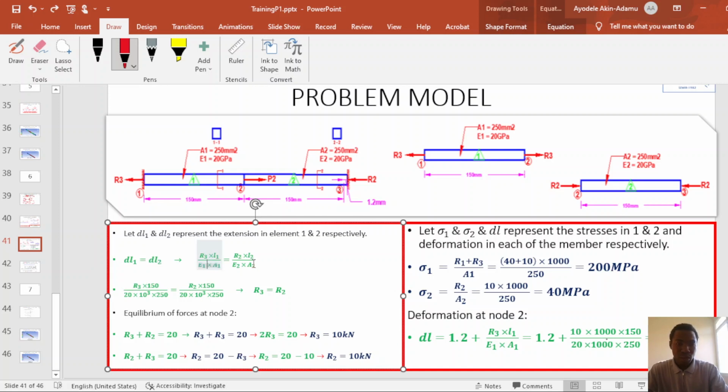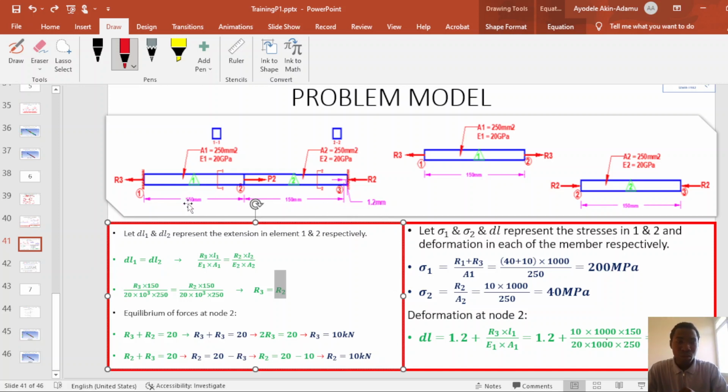So if we equate this, we get R3 equals R2. And you might want to ask me another question. Why are we not considering 1.2 mm in our length formula? We're not considering 1.2 mm because it is a very small value, so we can just neglect it and it will not affect the accuracy of our results. So you don't actually need to consider 1.2 mm.